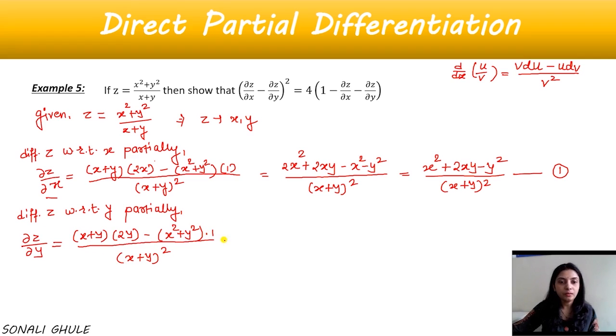Now simplify again here. If I multiply 2y into this bracket, what do I get?